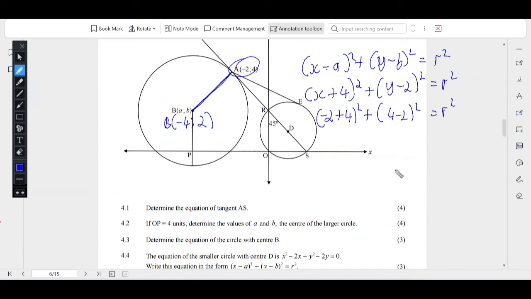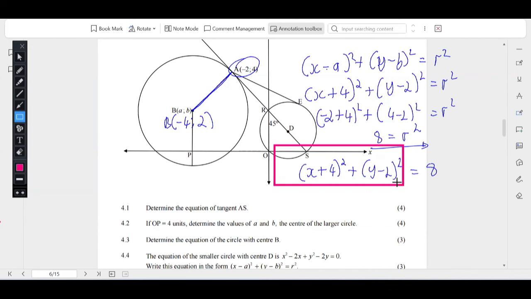Now, if you punch that into your calculator, you will definitely get 8 as r squared. So your r squared is equal to 8, meaning now you can write your equation as (x plus 4) squared plus (y minus 2) squared equals 8. Remember, here we want the value of r squared. So this here becomes your equation. Okay, so that was only for 3 marks.